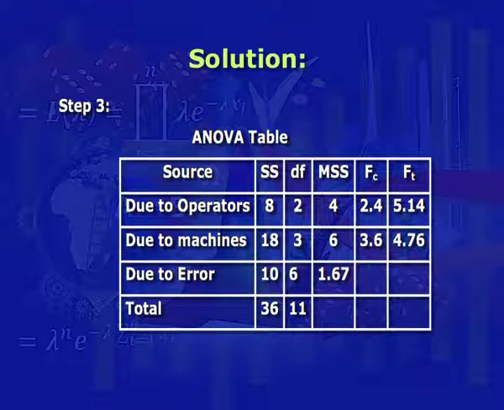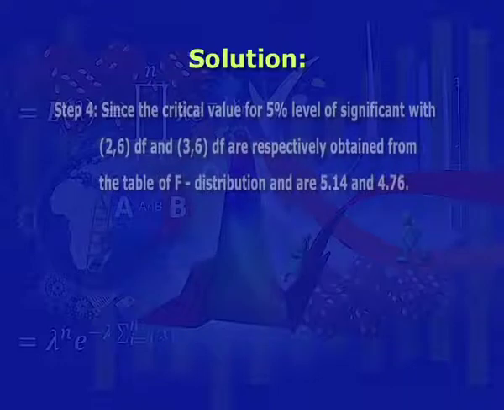And now, we calculate the value of the test statistic, which is F calculated for operators, given by the value 4 divided by the value of mean error sum of square 1.67, which comes out 2.4. Similarly, F calculated for machines is calculated as the ratio of 6 divided by 1.67, which comes out 3.6. Now, we see in the F table for operators degrees of freedom 2 and 6, and for machines degrees of freedom 3 and 6. Let us see in next step.